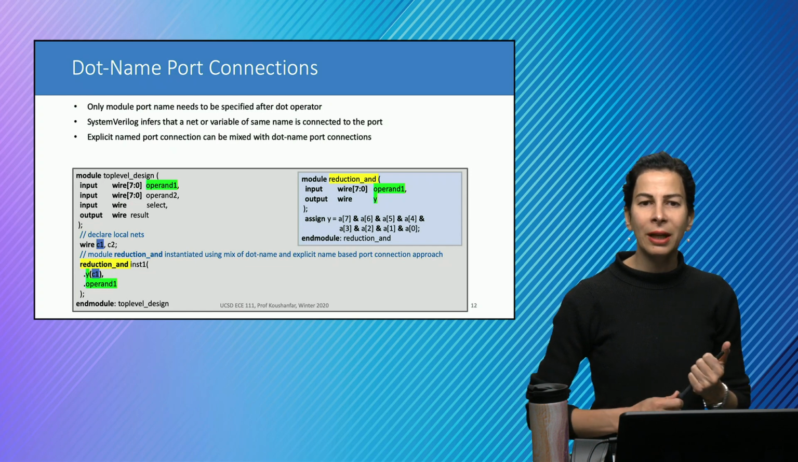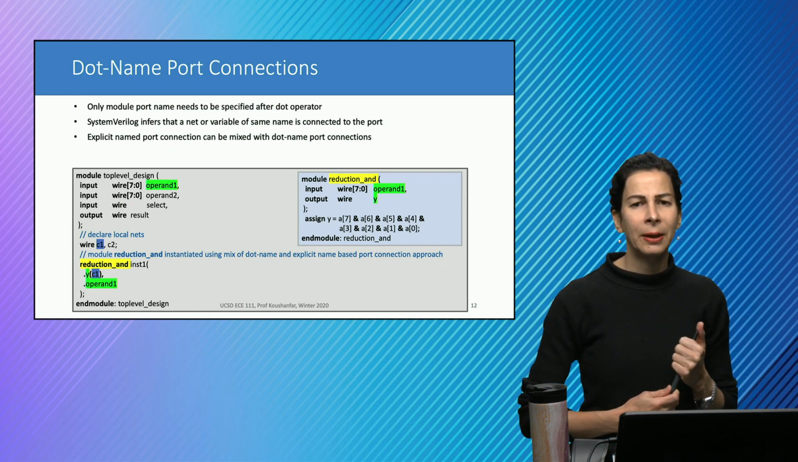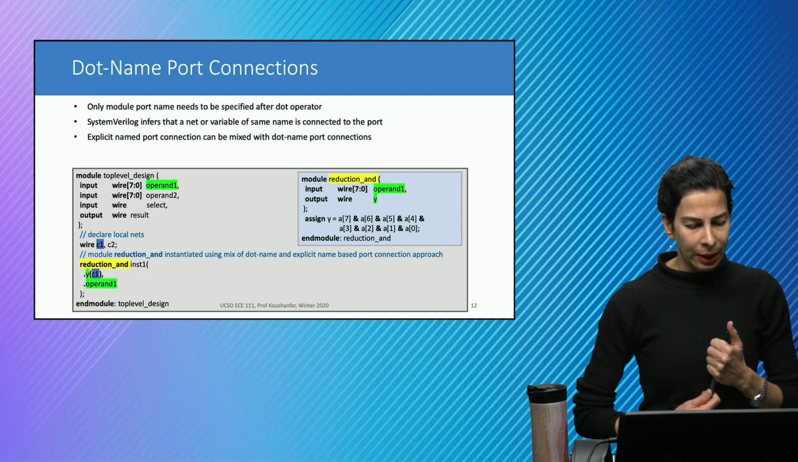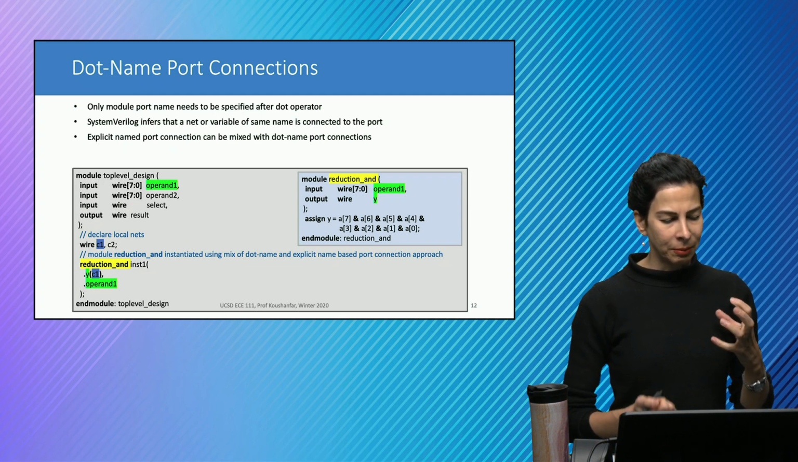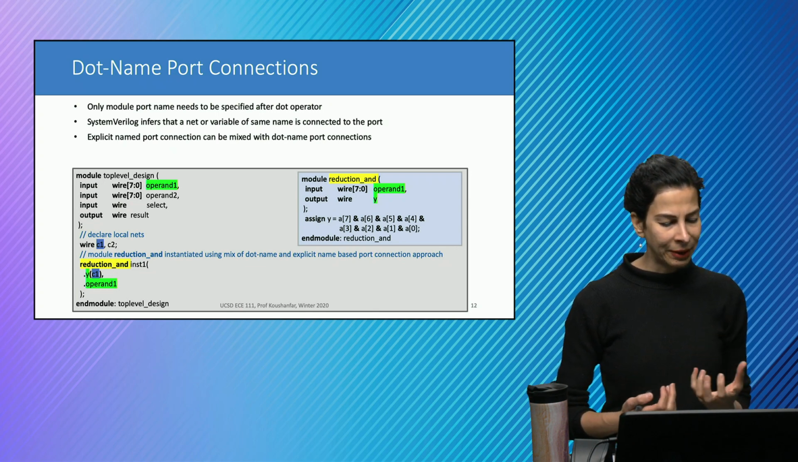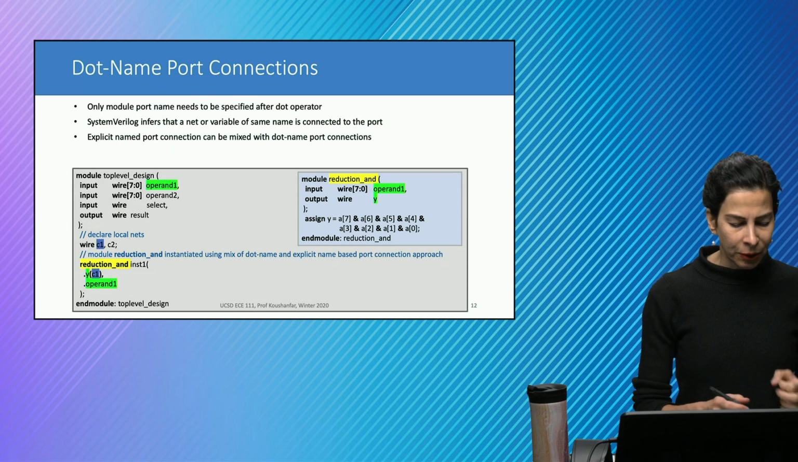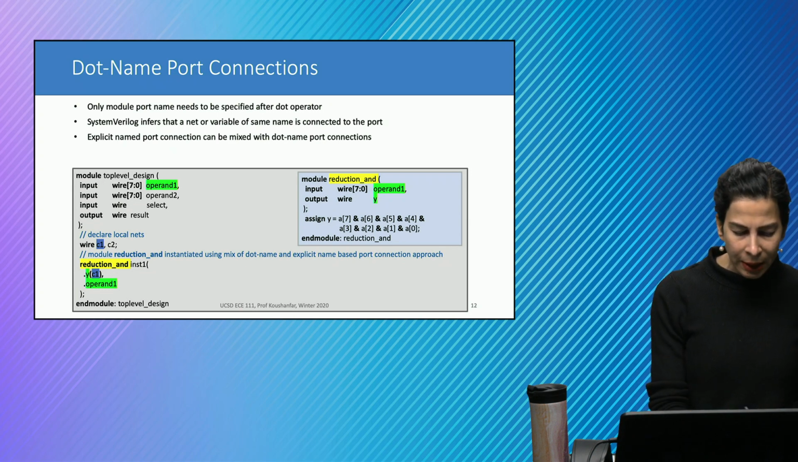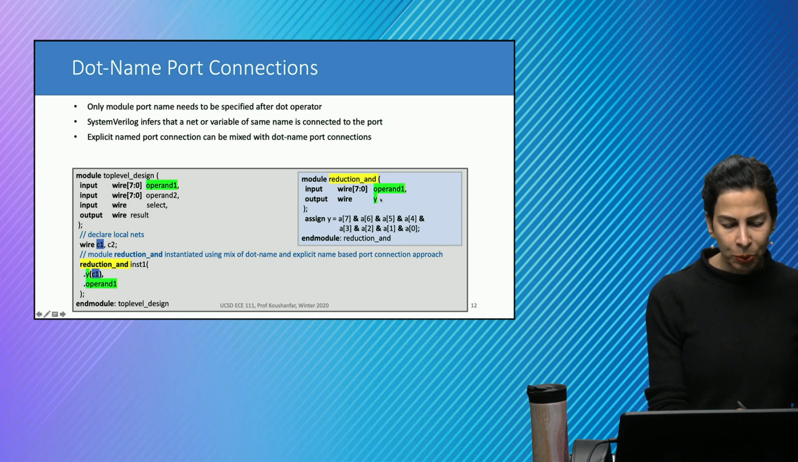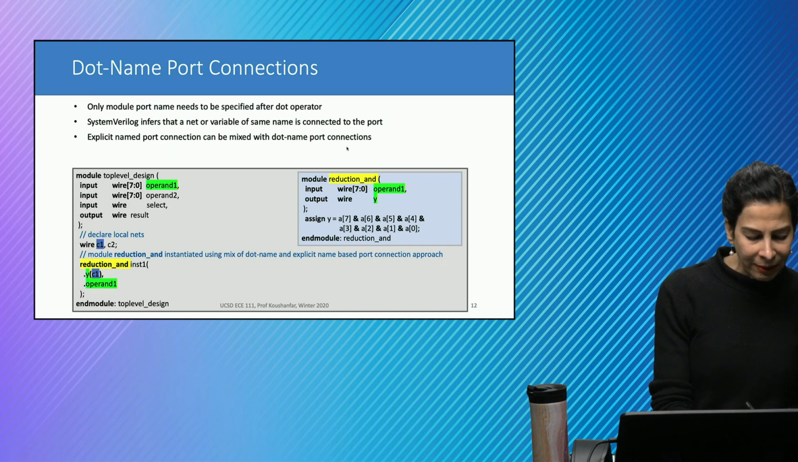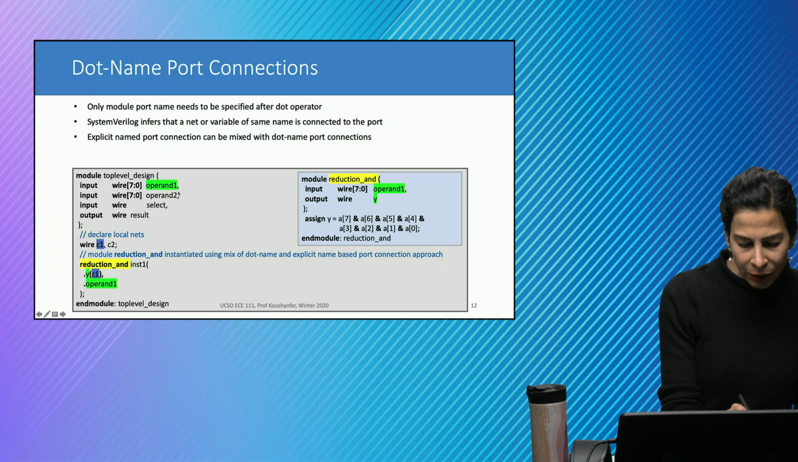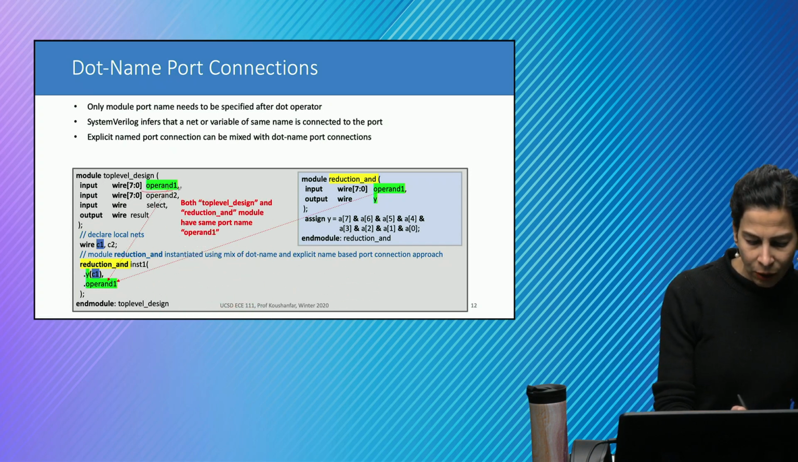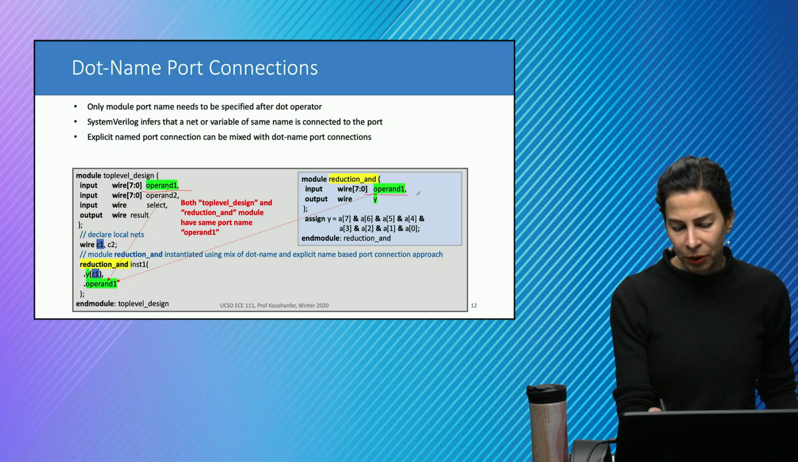The .name port connection could also be done by not having explicit names but having implicit names. In this particular case, we say .operand1, which means that these two have the same name. So if you put the name as the same name, then you could mix this with the .name port connection as well. As you see here, the input here is called operand1, and the first input here is also called operand1.